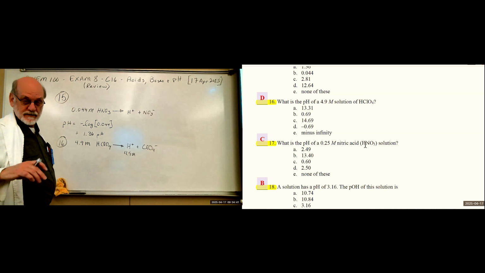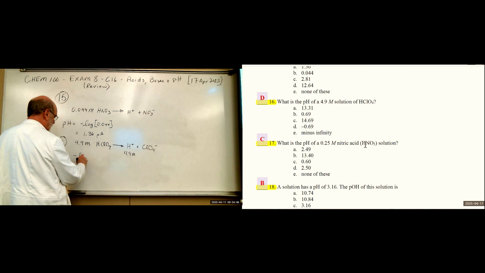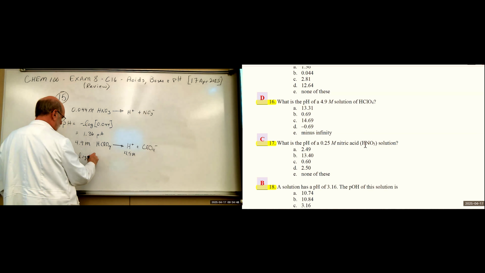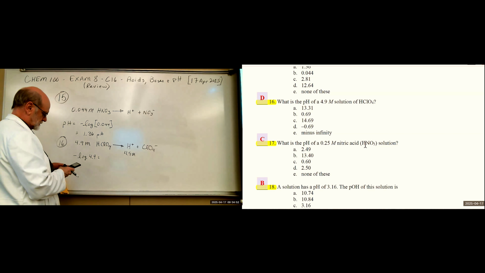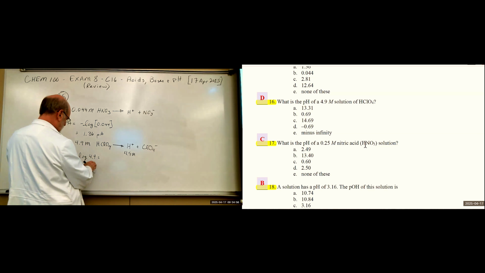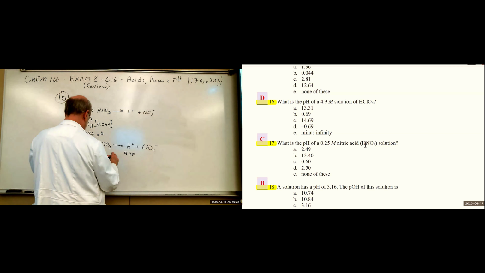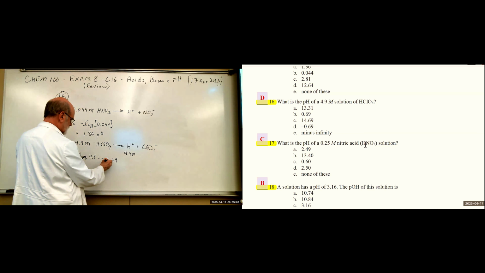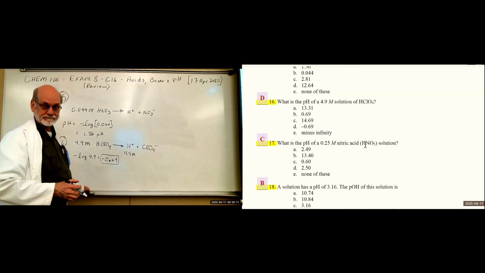All right. So brace yourself. This is probably going to be a negative value. Negative log of 4.9. And we have two significant figures. This is minus 0.69, 2 decimal places. Okay.